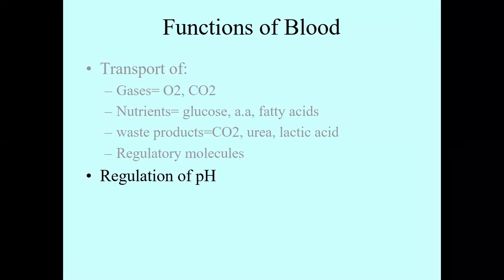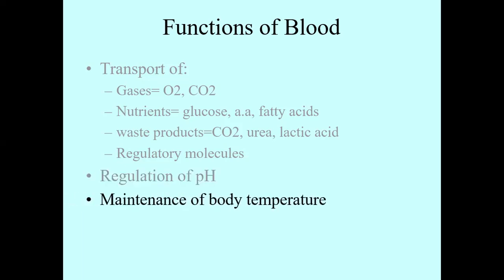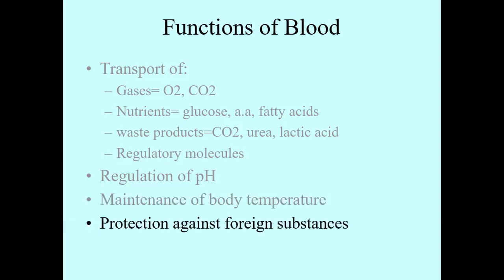As we discussed earlier, the blood is one of the good pumping systems that help in the regulation of the pH. Similarly, it also helps in keeping the body temperature within the range, so it maintains the body temperature as well. Similarly, through the function of the white blood cells, which are the army of our body, they can protect us from infection and foreign substances.